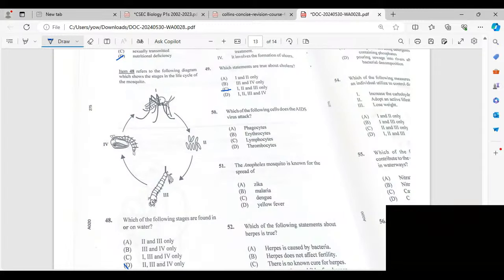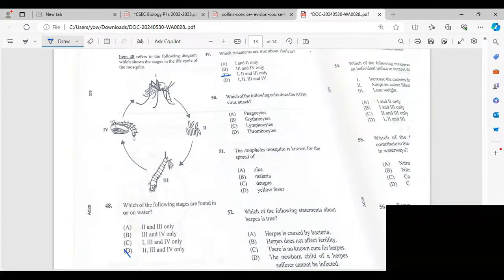Which of the following cells does the AIDS virus attack? Number 50. The AIDS virus would attack T lymphocytes specifically. But because you're just doing this biology, they'll just say lymphocyte. So it's C.